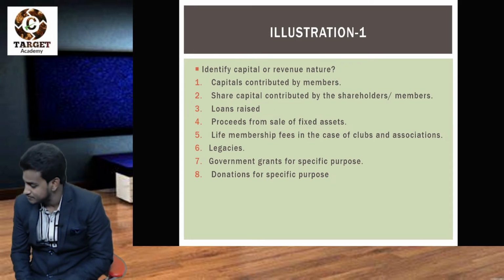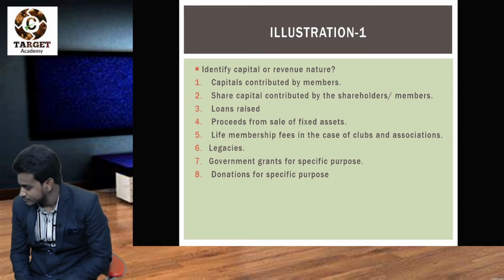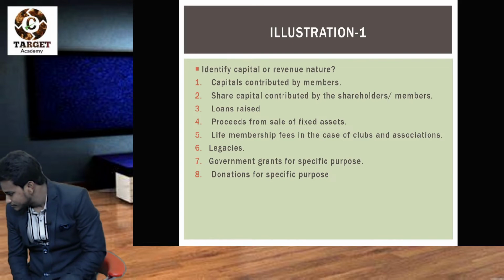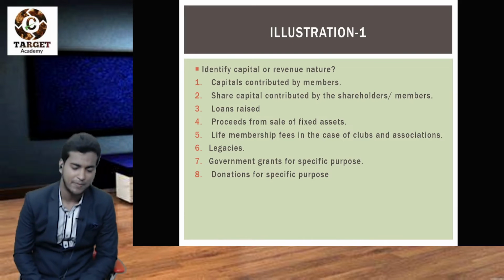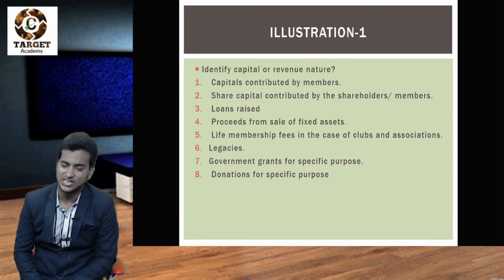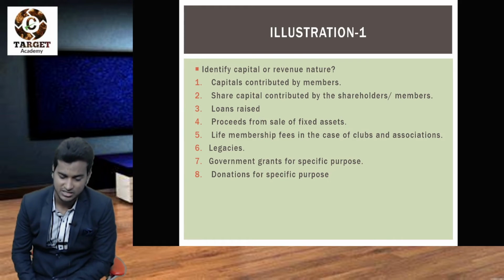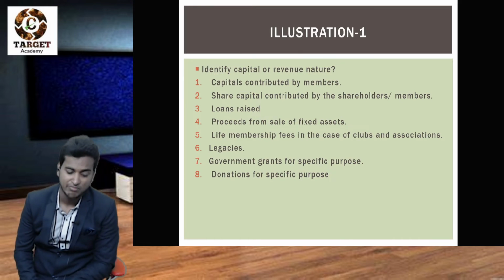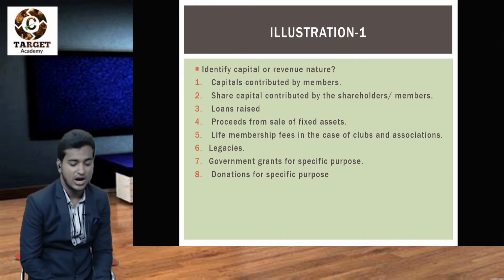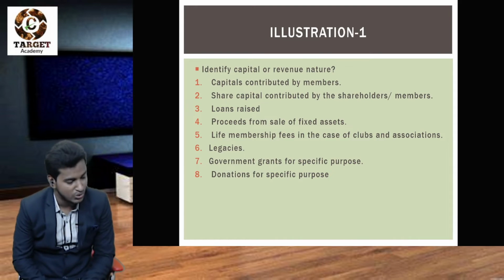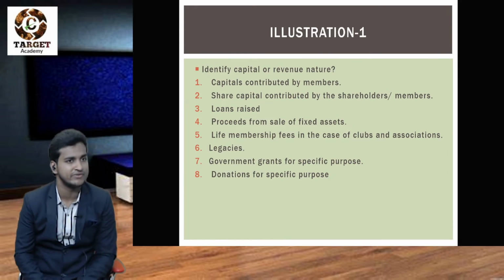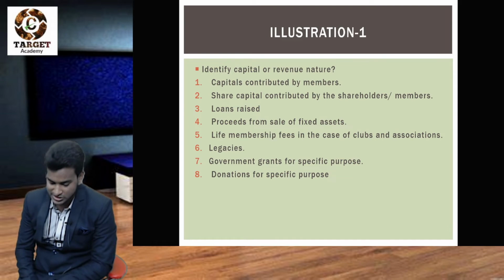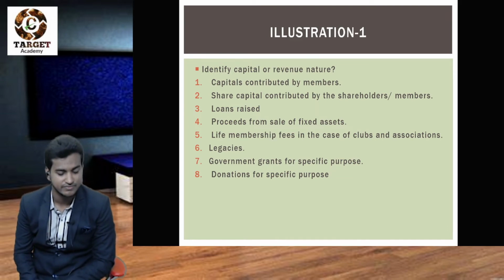Next one, proceeds from sale of fixed asset. Tell me. Simple, capital receipt, because we are selling an asset, not goods. Next one, life membership fee in case of clubs and associations. That means only a one-time payment in the total life. That one-time payment is always a capital receipt.